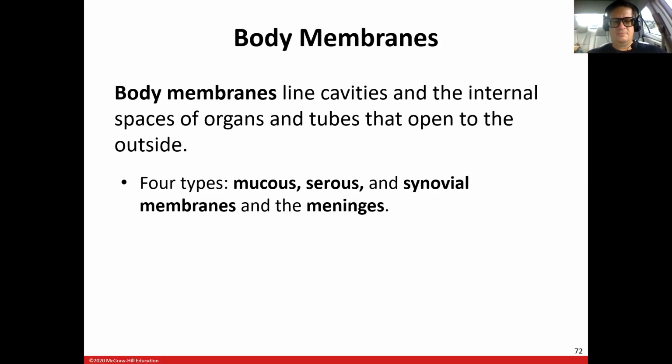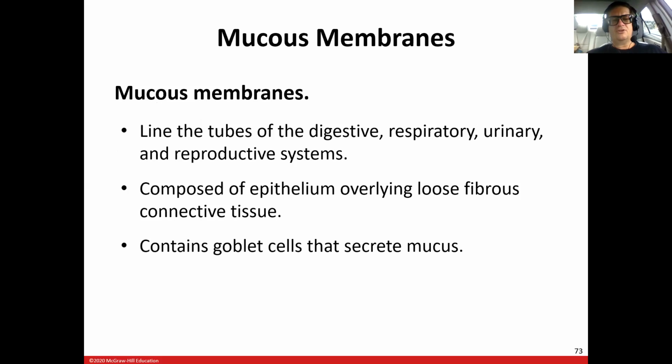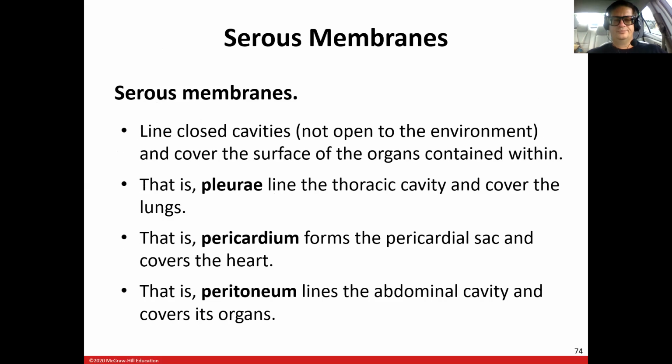All right, moving on. So mucous membranes line tubes in the digestive system, respiratory system, urinary system. There's epithelium and loose fibrous connective tissue. It has goblet cells that make mucus. That's worth knowing. Goblet cells make mucus. They line cavities that are open to the environment. Serous membranes cover the surface of organs.